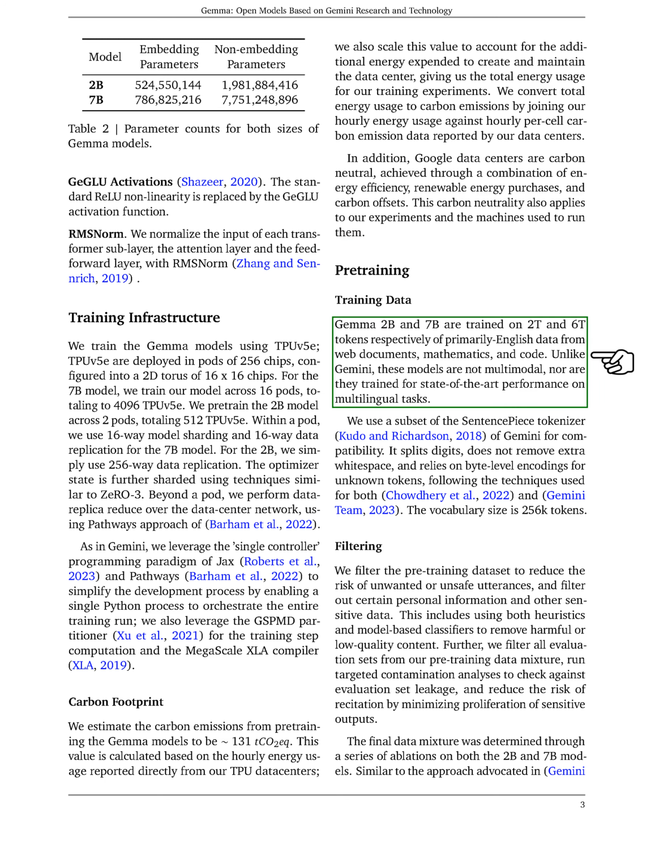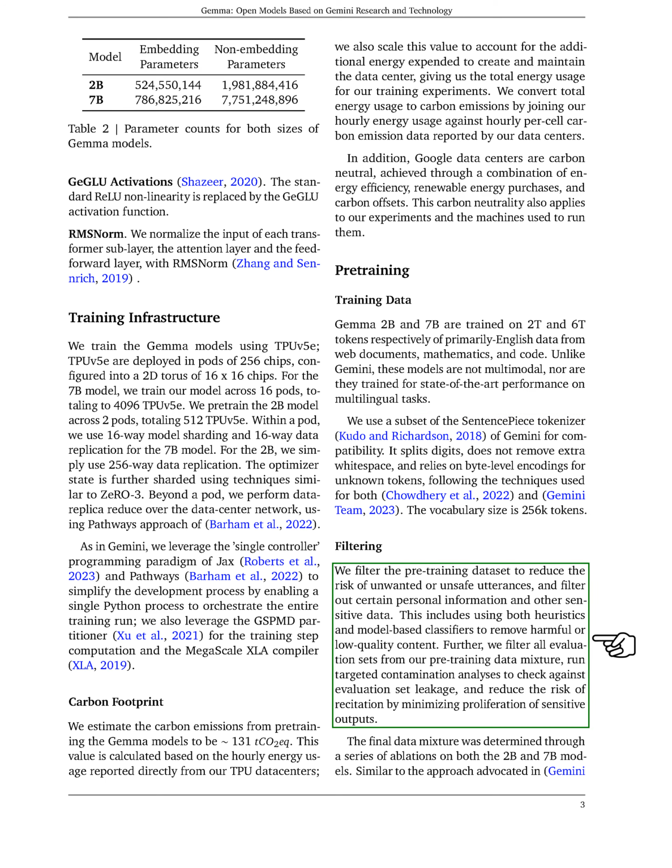When it comes to pre-training, Gemma 2B and 7B were trained on 2T and 6T tokens of English data from web documents, mathematics, and code. These models are not multimodal and were not specifically trained for multilingual tasks. We utilized a subset of the SentencePiece tokenizer from Gemini to ensure compatibility. The vocabulary size for these models is 256K tokens.